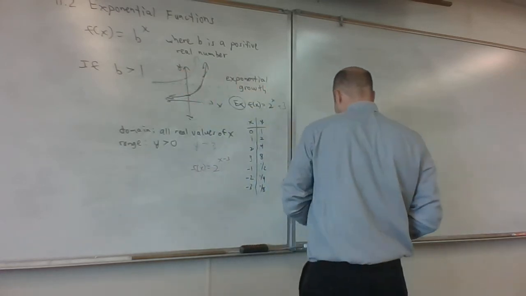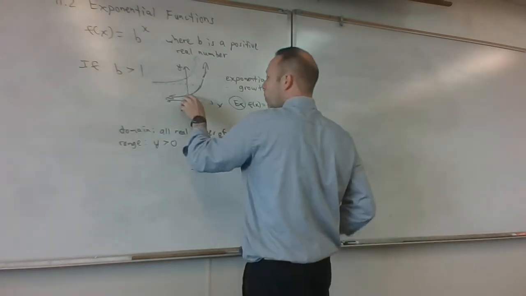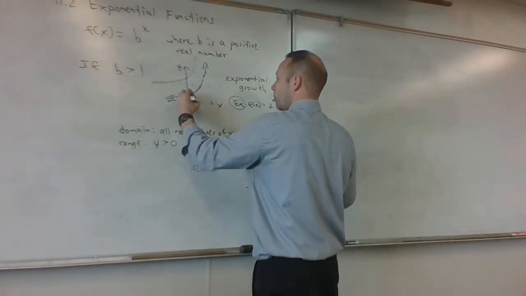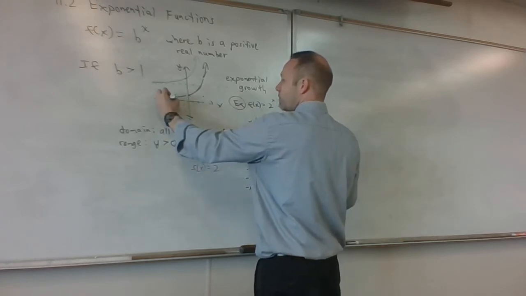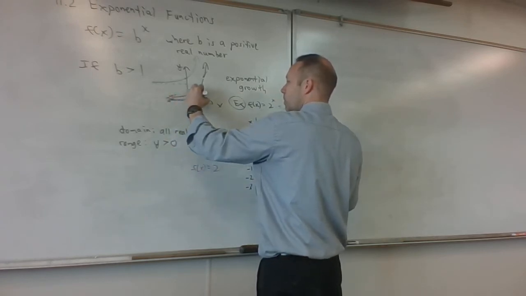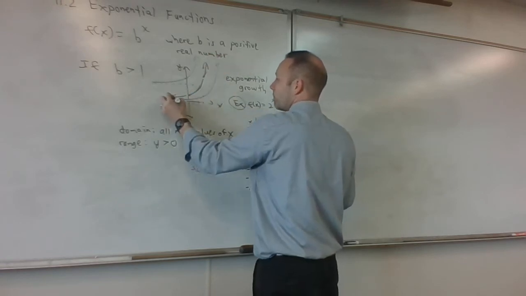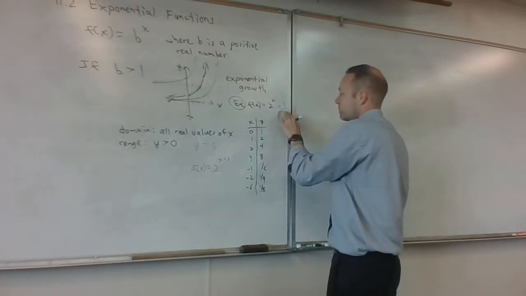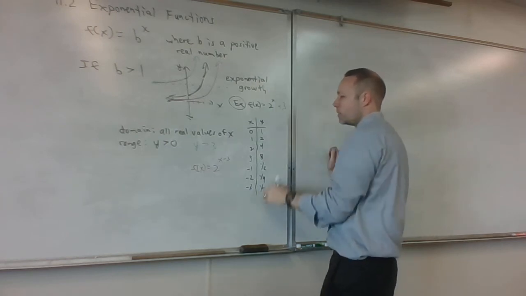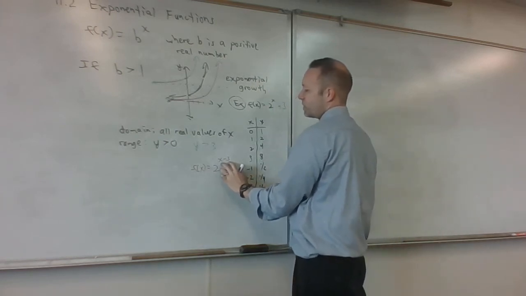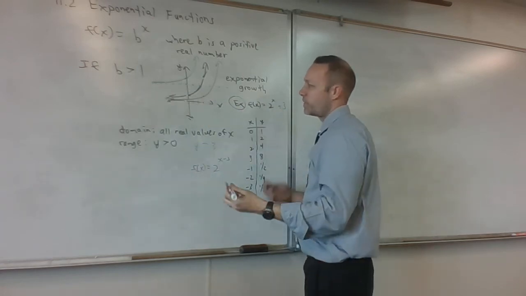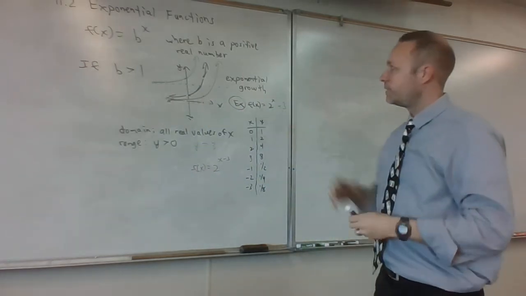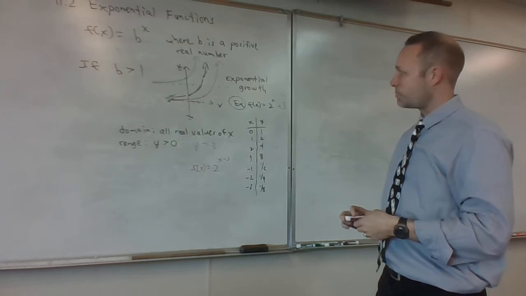So rather than going through 0, 1, it's going to go through the point 3, 1. And I still have the horizontal asymptote at 0, and I'm going to grow from there. So vertical translations are adding and subtracting, up and down. Horizontal translations are subtracting and adding, right and left. Just like you've had with other kinds of functions, we have the same thing happening with our exponential functions.